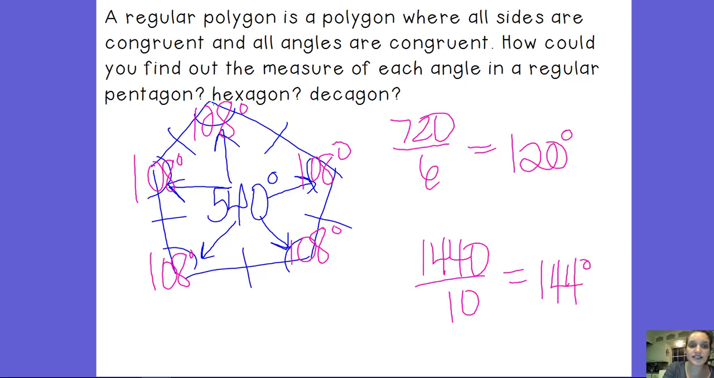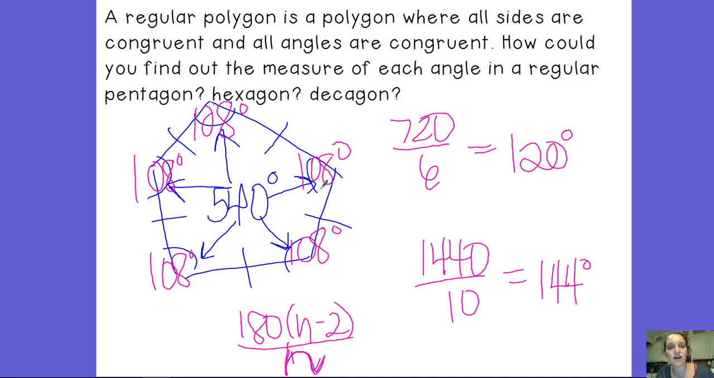So the moral of the story is I am going to take the total number of degrees, the sum of all the interior angles, which we already determined was 180 times n minus 2. And I'm going to divide by the number of angles. Well, if n is the number of sides, then this pentagon has 5 sides, it also has 5 angles. So n is both the number of sides and the number of angles. So I'm going to divide it by n. I'm just going to divide it equally amongst all of the angles.